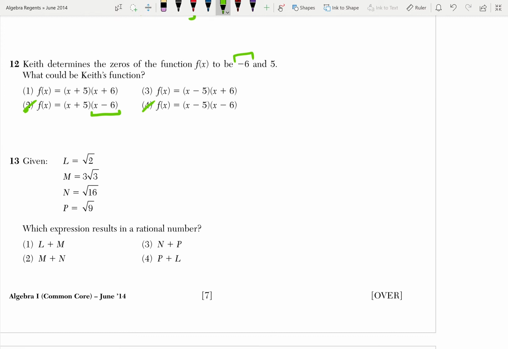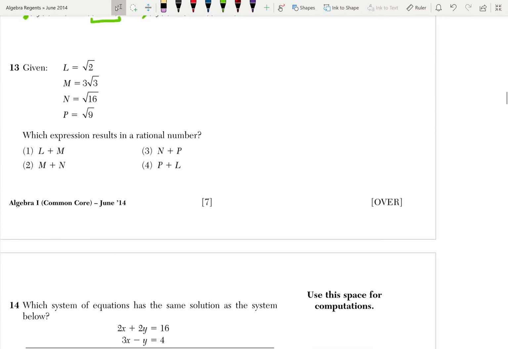Okay, now let's look at 5. That's what's going to tell us which one is the answer. Okay, if we plug in 5 to option 1, this gives us 10 here. If we plug in 5 here, it'll give us 11. 10 times 11 is not 0. So that's out. Now let's just prove it with option 3. Okay, if we plug in 5 here, this is going to be 5 minus 5. This will be 0. It doesn't matter what this is. The equation will be equal to 0. Okay, that works. And then same thing with -6. -6 plus 6 will give us 0. It does not matter what this is. Anything times 0 is 0. So that works with both of those. So this would be 3 for 12.